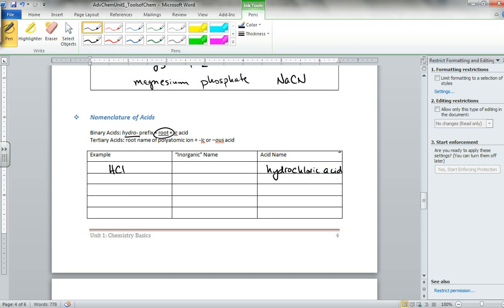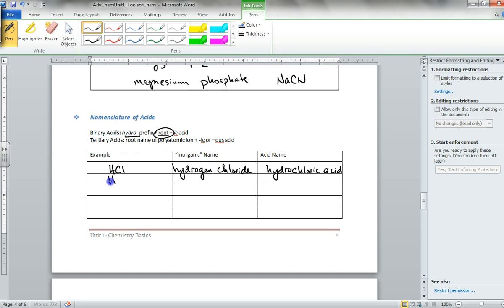I put in here the inorganic name. You might see it written as hydrogen chloride, but usually when it's named in its acid form, hydrochloric acid.